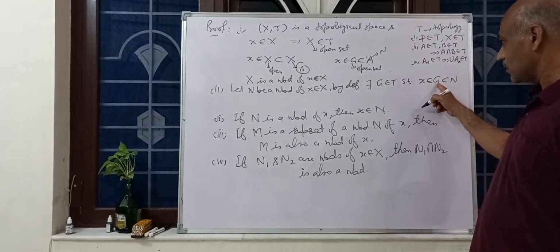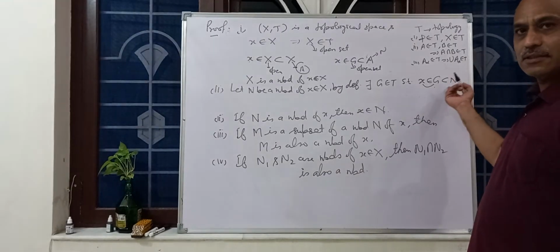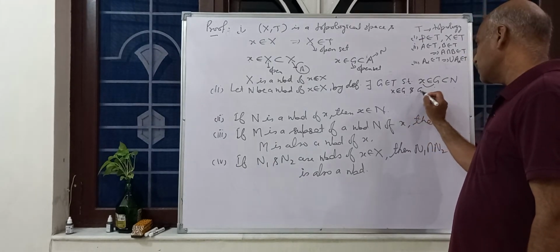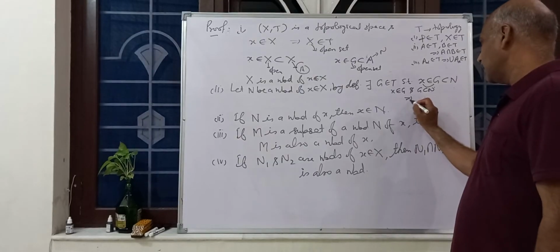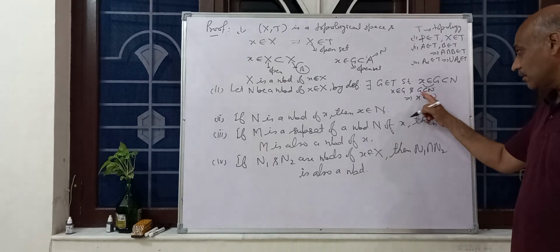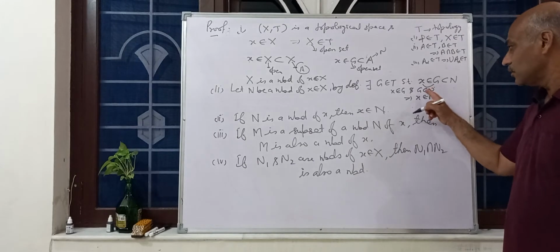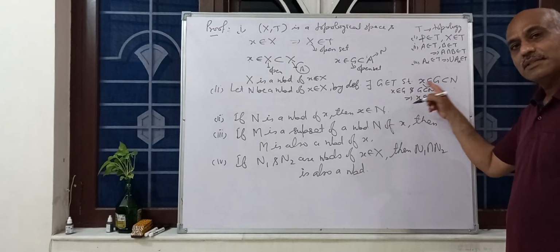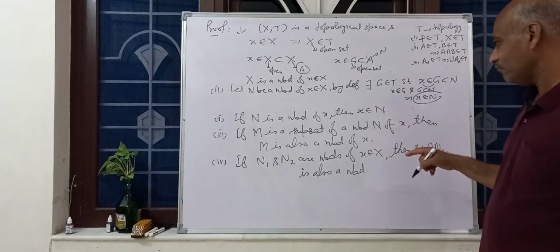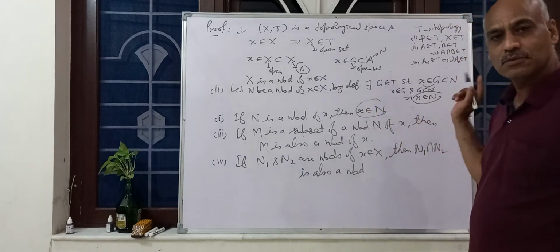So if x belongs to G, and G is a subset of N, then x also belongs to N. It means all elements of G belong to N. All elements of G are in N. So x belongs to G means x belongs to N. So this is the property: if N is a neighborhood of x, then x belongs to N.